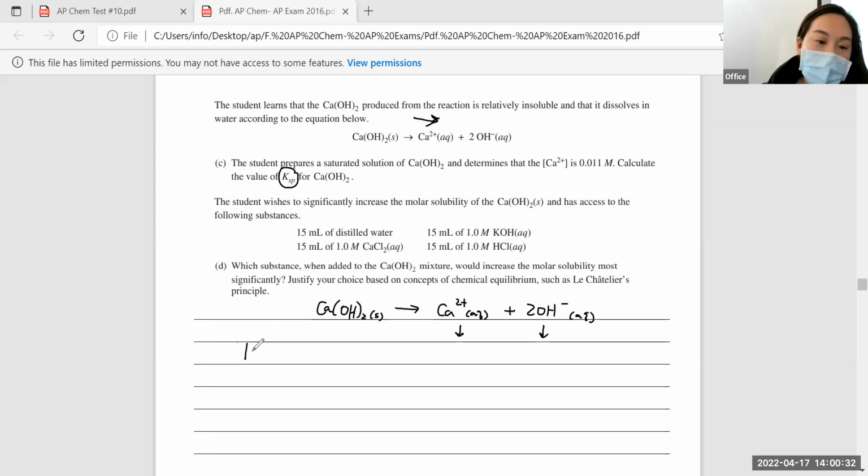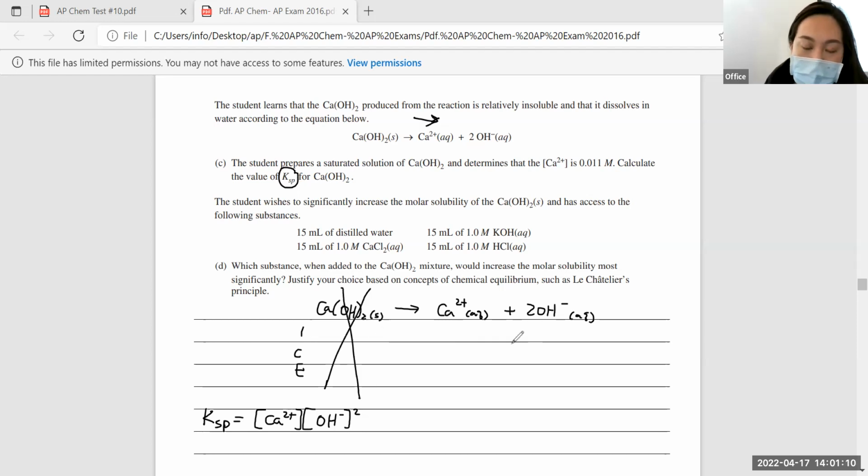Why did I skip to D? Anyways, Ksp equals what? Solubility product, right? So it's just concentration of products over reactants, which in this case is Ca2+ times OH minus squared. You can use a little ICE table if you want. I guess that would be the easiest. Solids and liquids we don't include, right?